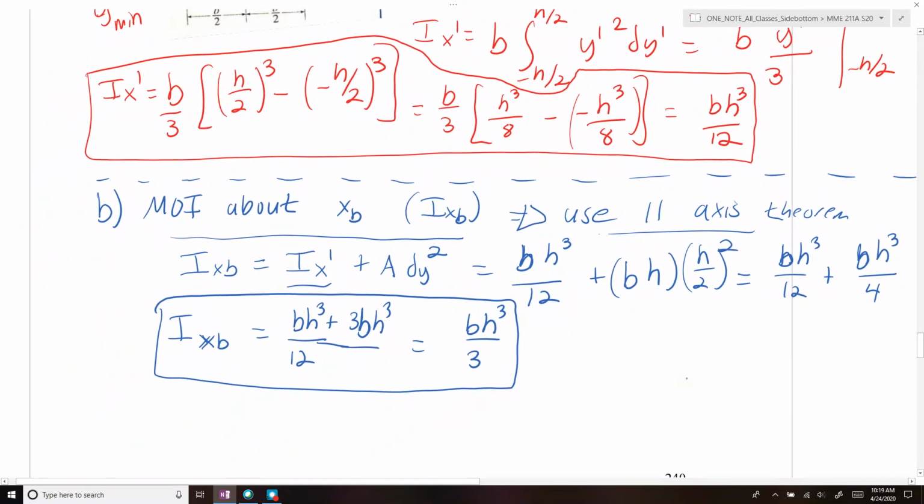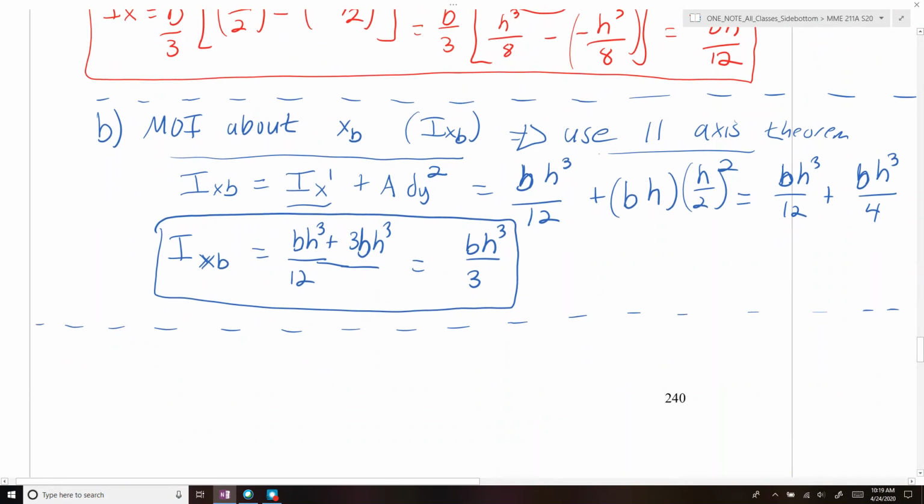Right. So then the last part of the problem asks us to solve for our J0 prime, which is the polar moment of inertia about the centroid. So we know that we can calculate the polar moment of inertia about the centroid using Ix prime plus Iy prime. We already know Ix prime from part A, so the only thing we need to do here is solve for Iy prime.